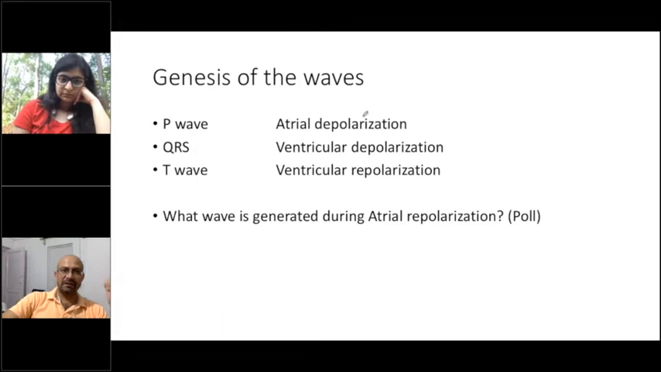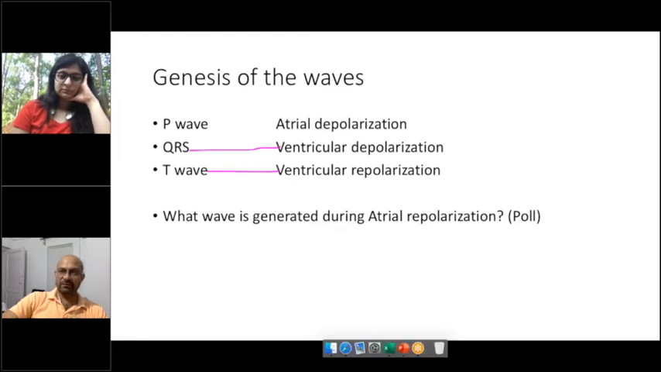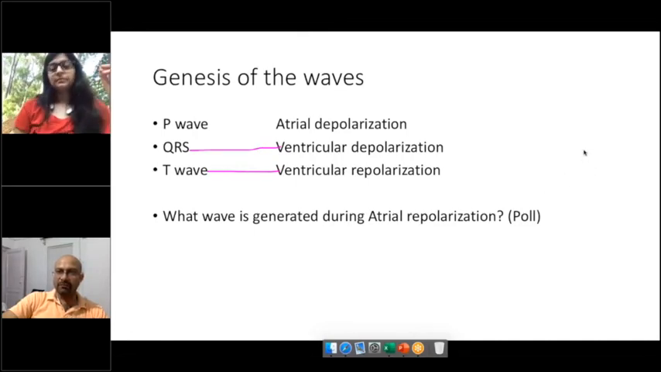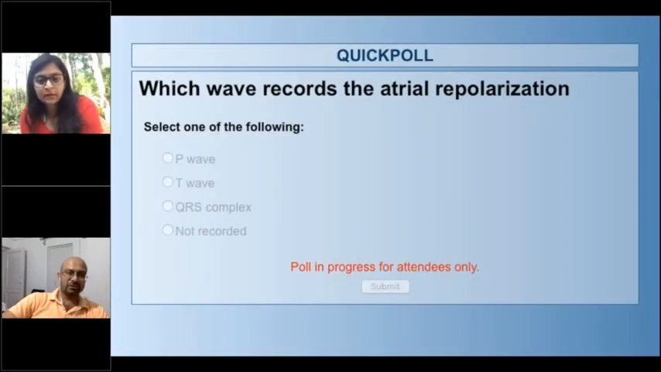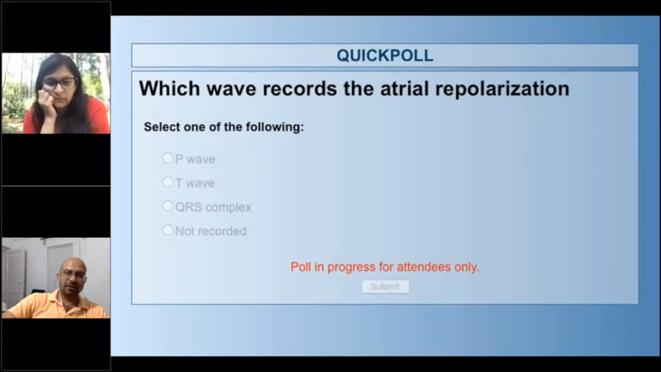So to summarize, the P wave represents the atrial depolarization. QRS complex is the ventricular depolarization. T wave is the ventricular repolarization. So if the ventricle is depolarizing and then it is repolarizing, what happens to the atrial repolarization? This is again going to come up in a poll for you, and you would need to answer that on your screens. So which wave do you think is recording the atrial repolarization of the ECG?